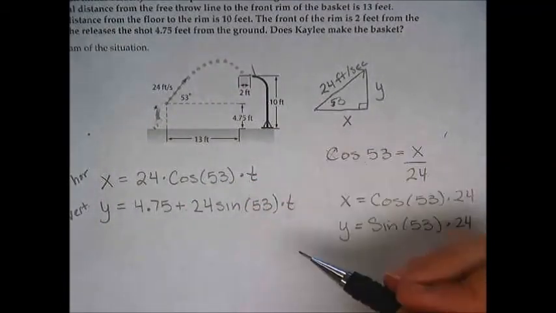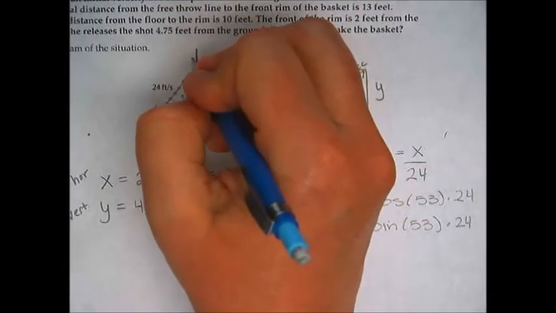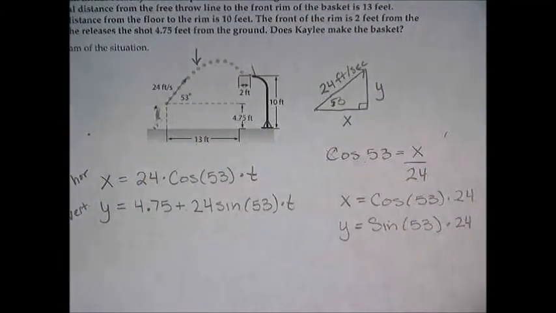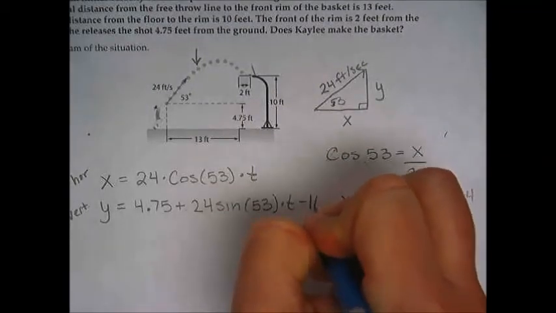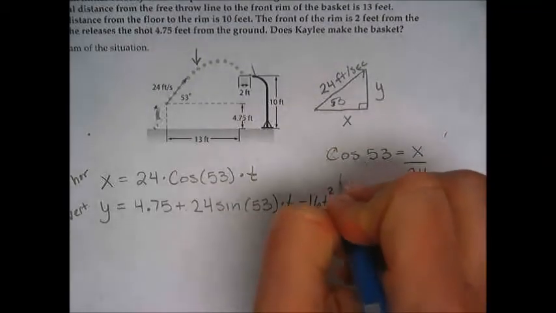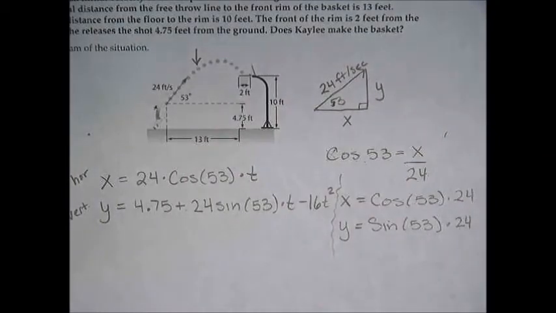And then also in the vertical direction you have gravity, and gravity is going to make the ball go down, so we want to subtract 16t squared, and that's a constant. It's going to be negative 16t squared every time if it's feet per second, and negative 9.8 if it's in meters per second.